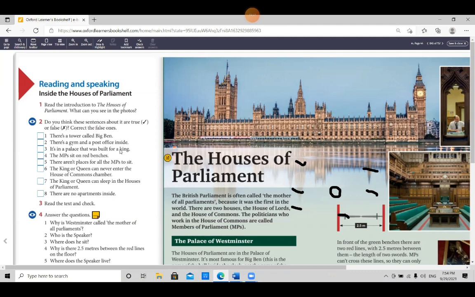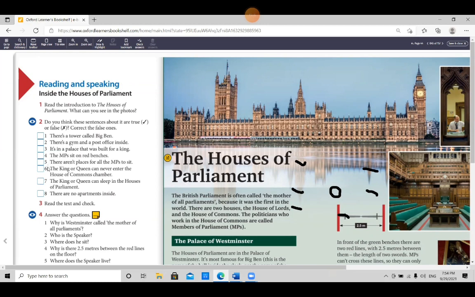Number 4. The MPs sit on red benches. No, false. The green. Yes, it is false. They sit on green benches.